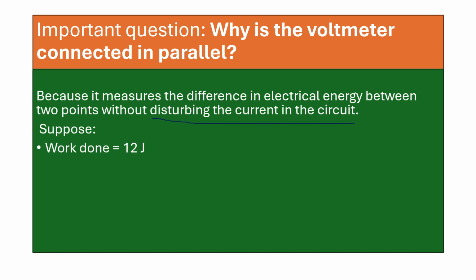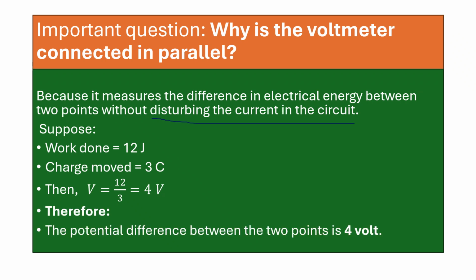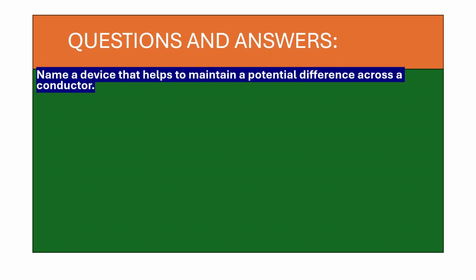Suppose work done is 12 joules. What is the charge? If we take this example, charge moved is 3 coulomb. So here we need to calculate the potential difference. So how are we going to calculate? W upon Q, that is 12 upon 3, which is 4 volt. So therefore, the potential difference between the 2 points is 4 volt. I hope this part is clear to you. Let's see some questions and answers from your textbook that will clear all your concept.